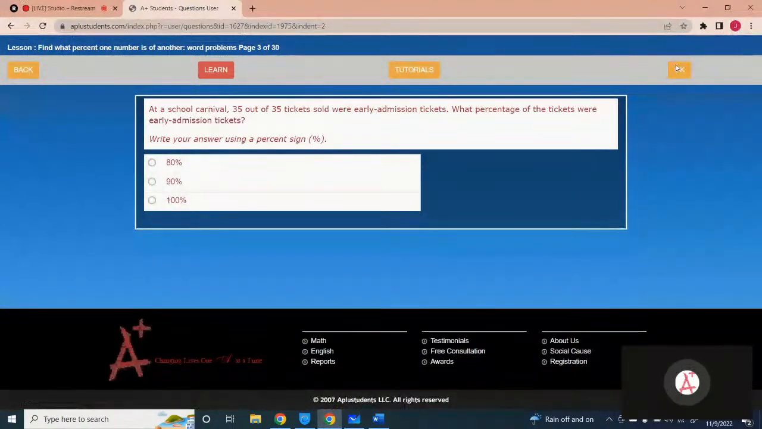Okay, at a school carnival, 35 out of 35 tickets sold were early admission tickets. What percent of tickets were early admission? So 35 out of 35. Got it? That means all the tickets, so it would be 100%. Got it?